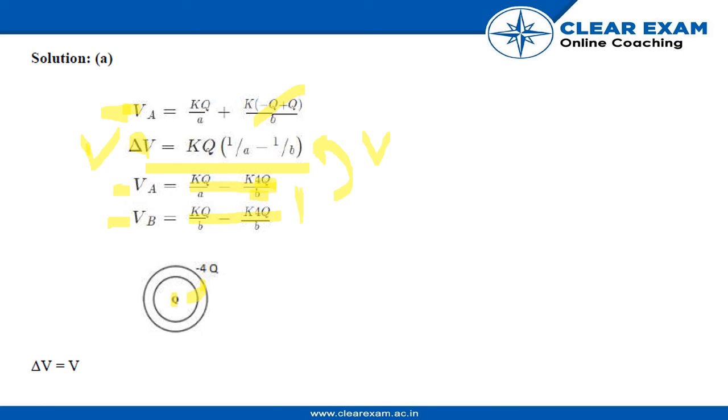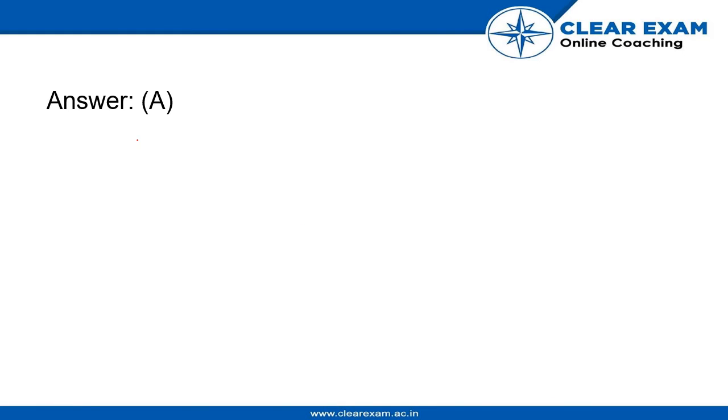So the potential difference between these two points comes out to be V, which is the same as previously, without giving a charge of minus 4Q, when the potential difference was also V. So the new potential difference comes out to be the same as the potential difference before giving the charge. So the answer would be option A.